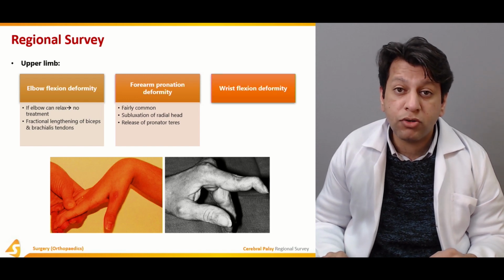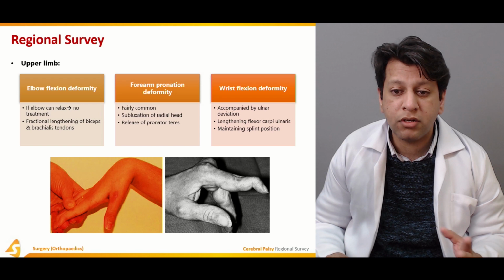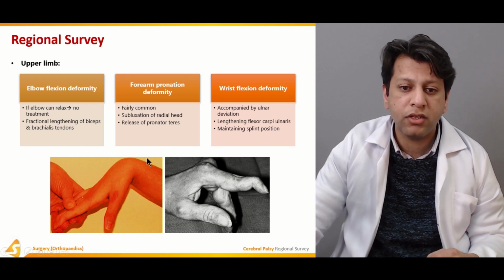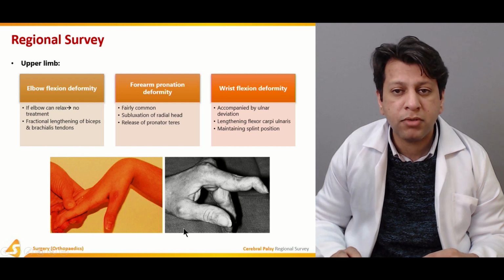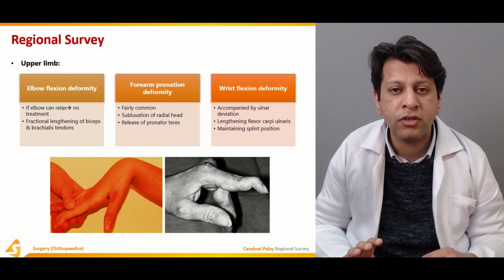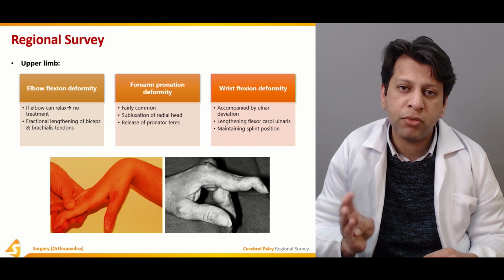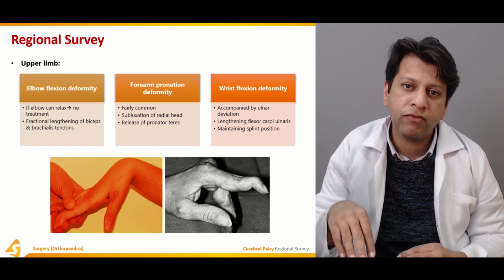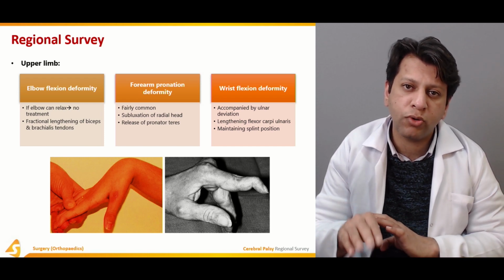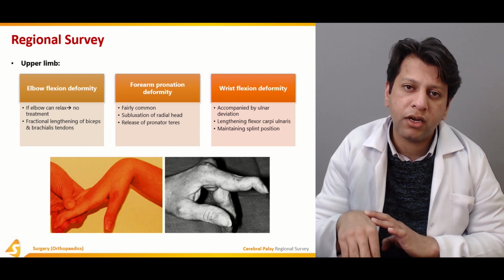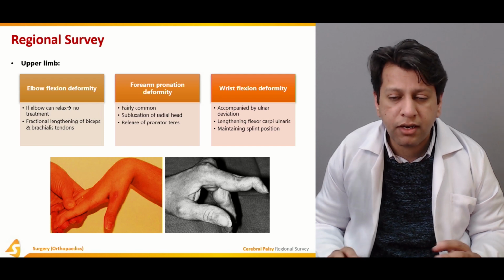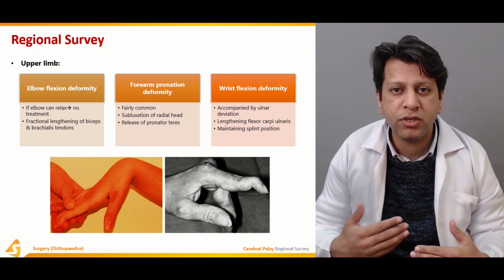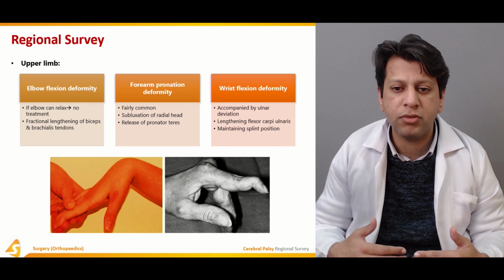Then coming to the wrist joint, if you see it over here, there's flexion deformity with boutonniere deformity, and sometimes the classical representation of a thumb in the palm. These children usually have a fixed flexion at the wrist joint with thumb in the palm and associated boutonniere or swan-neck deformities of the tendon. Then depending upon how severe it is, it has to be dealt with.